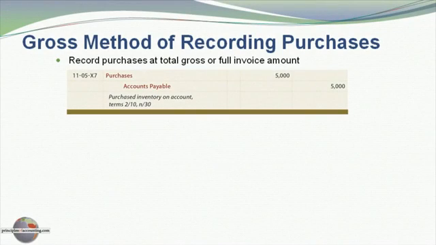Under the gross method, if we buy $5,000 of goods subject to a 2% discount, we'll record purchases and accounts payable at the full $5,000 purchase amount. We're not yet reflecting the possibility of the discount. This is the gross amount of the purchase.